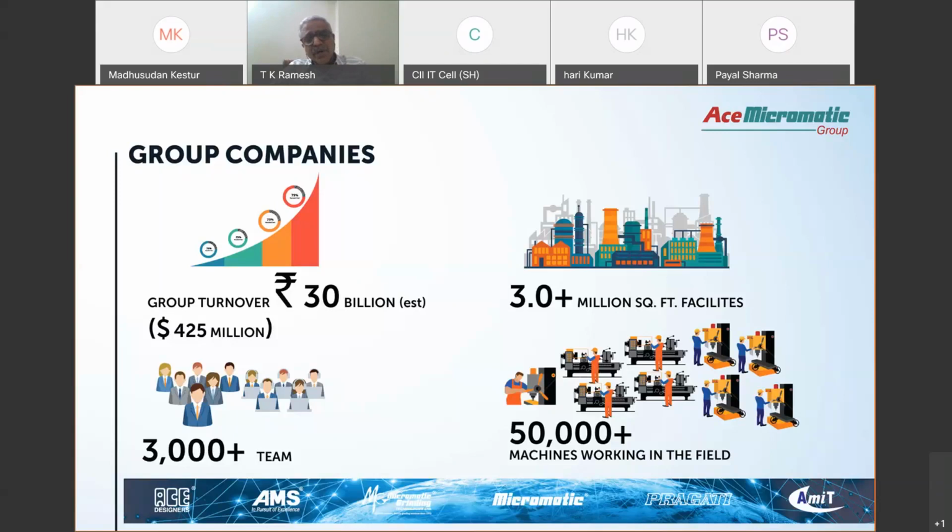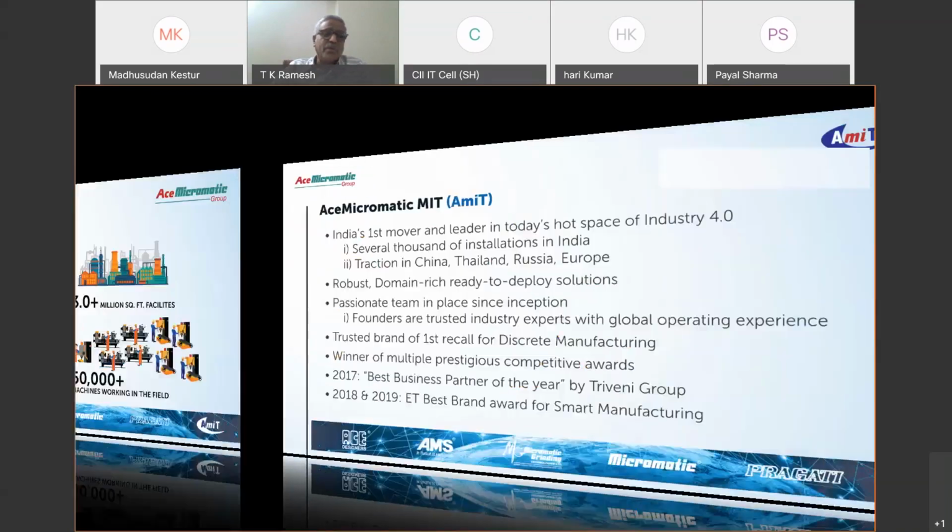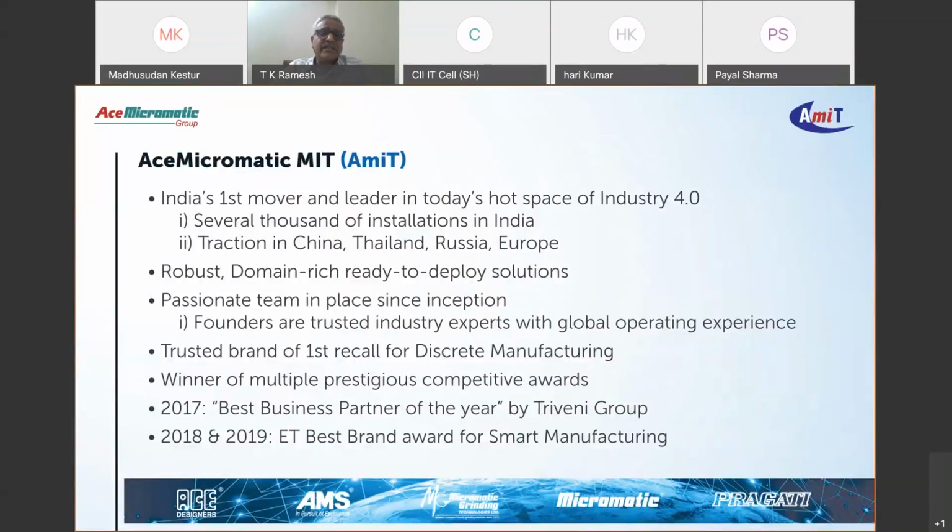We have a turnover of about 30 billion rupees, which is close to about 425 million US dollars. We've got 13 plants in Bangalore, Ghaziabad, and close at Dobbaspet, close to Tumkur. Our team is a little over 3,000 people, and over the years, we've got more than 50,000 machines working in the field. If I'm not mistaken, at this point in time, we're about 56,000 machines.